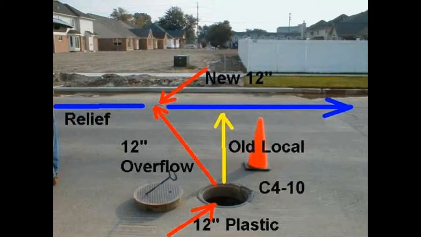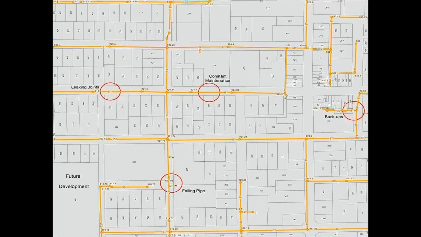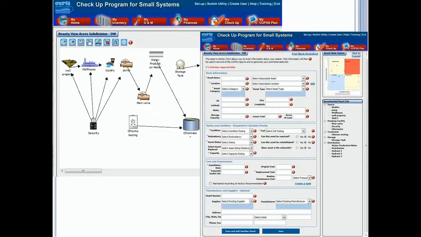Here's a picture of answering the questions of what do I have and where is it located. Once you have that data, you can import it into a GIS system, which will allow you to see all of your inventory in one place to manage it better. If you have a facility, you could also use a program similar to EPA's free CUPSS software for smaller systems that allow you to track those kinds of assets.